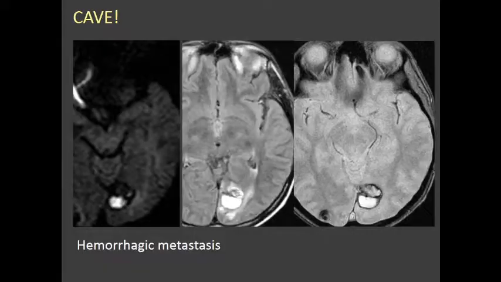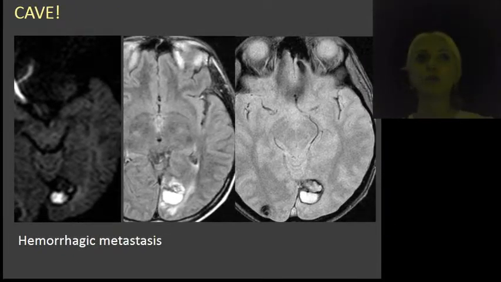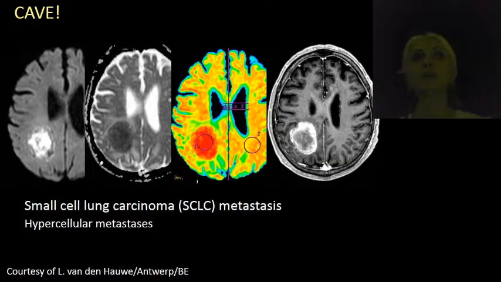Be very careful with hemorrhagic metastasis in a subacute stage. They will also give you this high signal on diffusion. So be sure that you're not only looking at the diffusion-weighted image before you say the final word. Be sure that you also look at T2 star, gradient echo, SWI, whatever you have, to be sure that you're not mistaking hemorrhagic metastasis for pyogenic brain abscess. The other possibility to make mistakes is hypercellular metastasis.